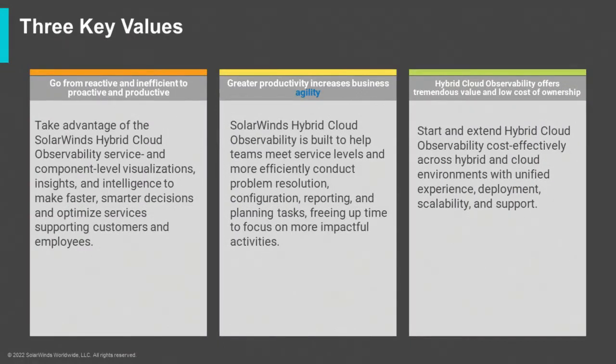The first point is going from a reactive to a proactive type of move. Right. Second is a greater productivity with increased business agility, which I think is key these days, because it seems that a lot of IT teams within different companies have to be agile. We have to be ready to move on the flip. Look at 2 years ago. One day we had thousands of people in the office. The next day we had thousands of people working remote, right? So I think agility is key here. And lastly, the tremendous value that this hybrid cloud observability offers at a low cost of ownership.